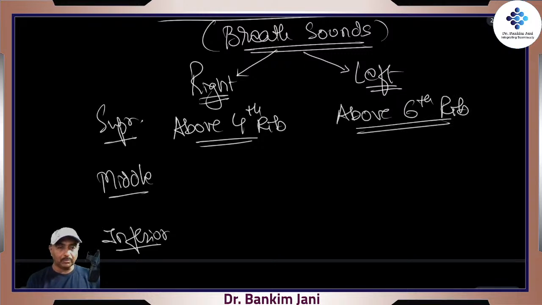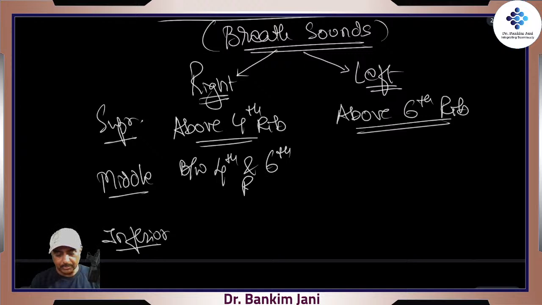For the middle lobe, right, now you go down, between the fourth and sixth rib. So now you know that it is the middle lobe of the right lung that is involved. Obviously, here it is not applicable because on the left side there is no middle lobe.